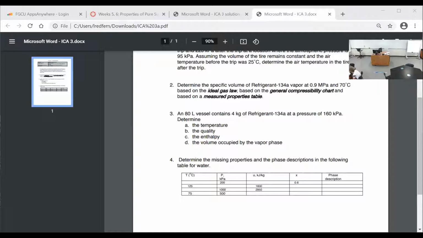For part D, first of all, that's 120 for X. Oh, yeah, it's just 2.